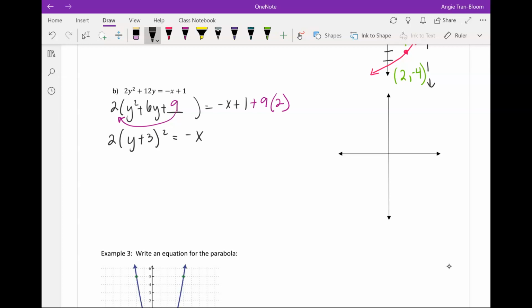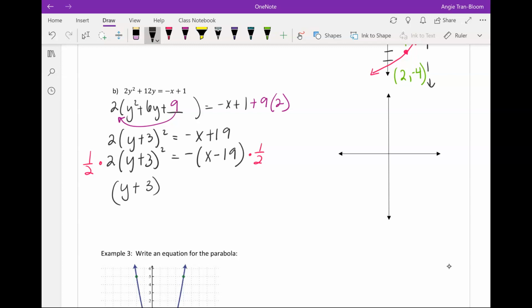1 plus 18 is really now 19, plus 19. And then we're going to get rid of this 2 in the front very soon. But before I do that, I want to factor out a -1. So that means I have x minus 19. To get rid of this 2 in the front, I'm going to multiply by a half. What I do to that side, I do to this side. Here is our equation: y plus 3 quantity squared equals negative 1/2 times x minus 19. This is our equation. Okay.